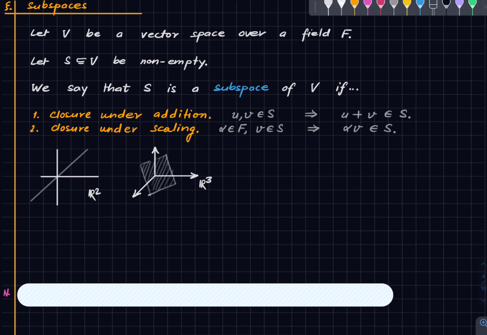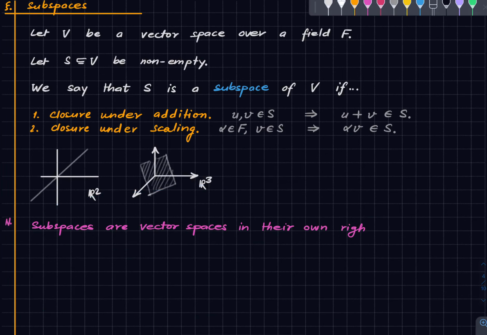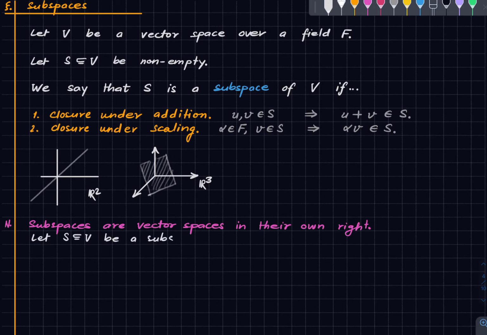Okay, so here is the comment. A subspace is a vector space in its own right. What does that mean? Once you have a subspace, we have already defined what is a subspace. So now suppose S is a subspace. So V is a vector space and S is a subspace of it, where F is the base field.